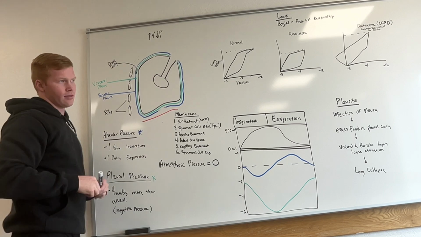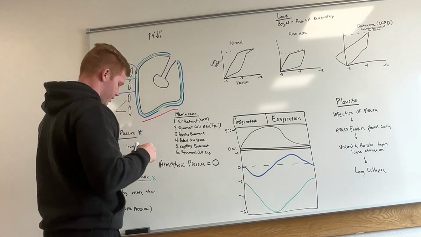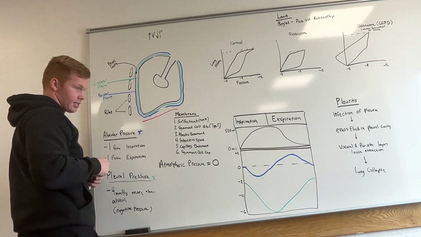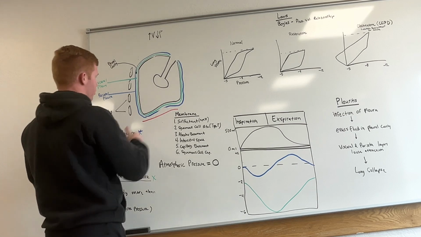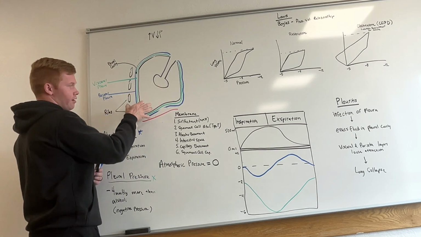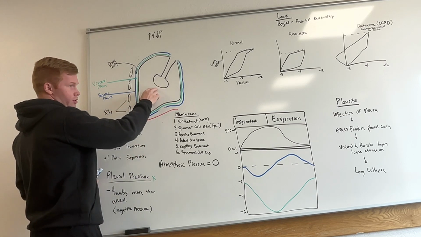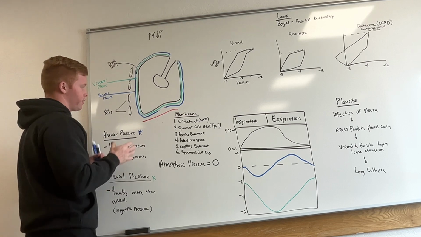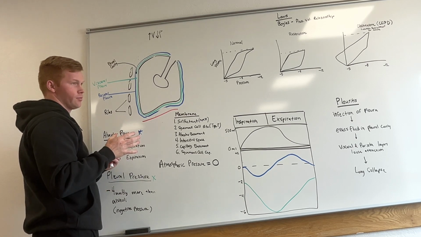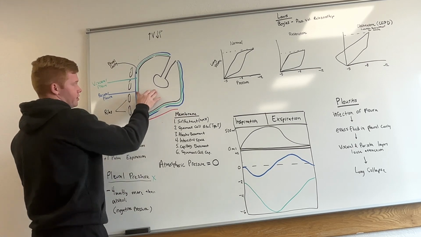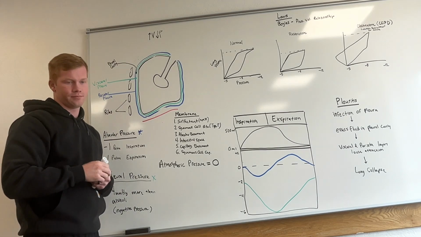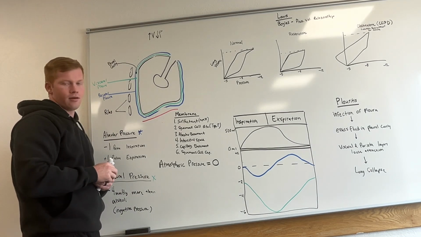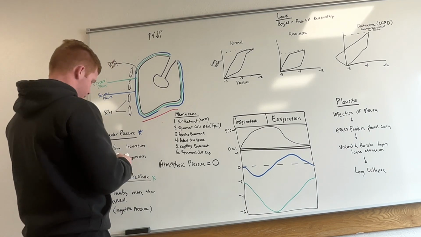But also too, something I forgot to mention, when this is happening, it's also having an effect on the alveoli, because the alveoli, they're also sensitive to this pressure as well. So when we're expanding and the lung expands, it's also going to expand the alveoli. And when the volume of the lung decreases, it's also going to decrease the volume of the alveoli as well.